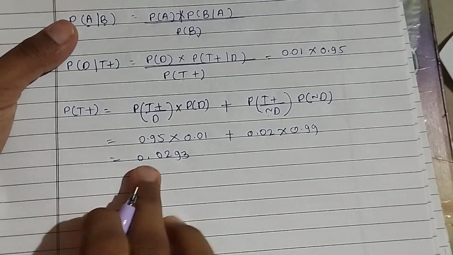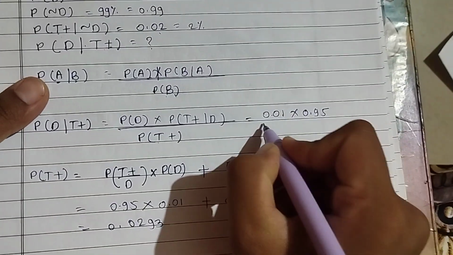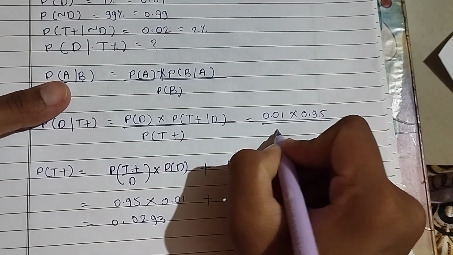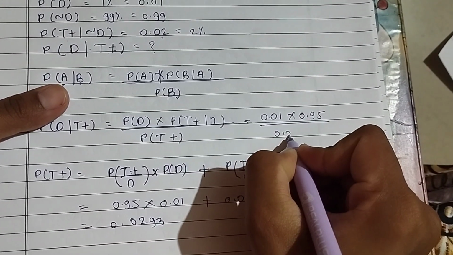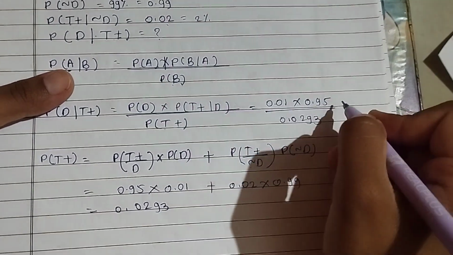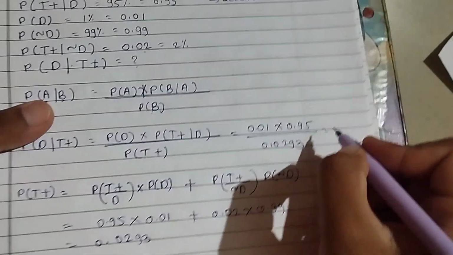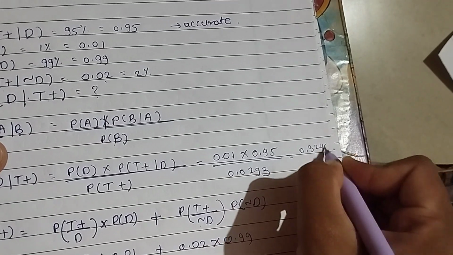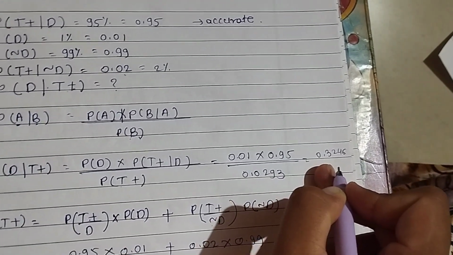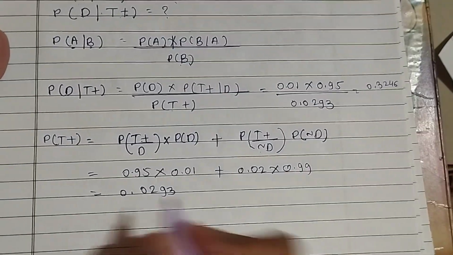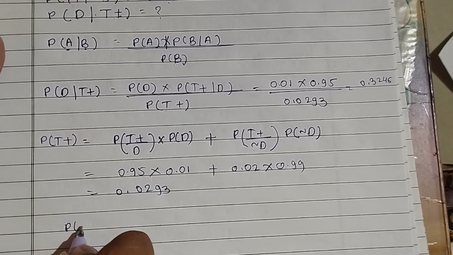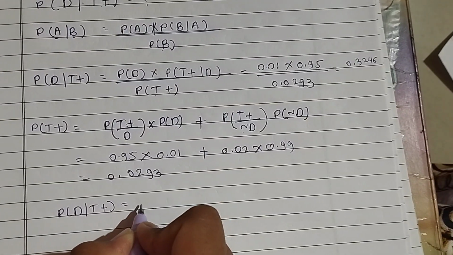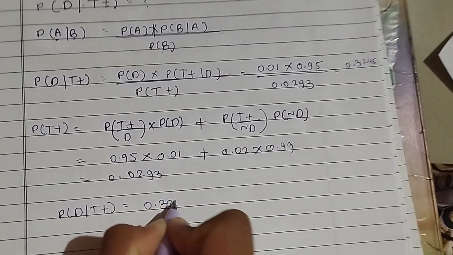Calculate, we get 0.0293, and put it here. So the probability of T plus is 0.0293, and if we calculate all the terms we get 0.3246. This is the final answer. So the probability of D given T plus is equal to 0.3246.